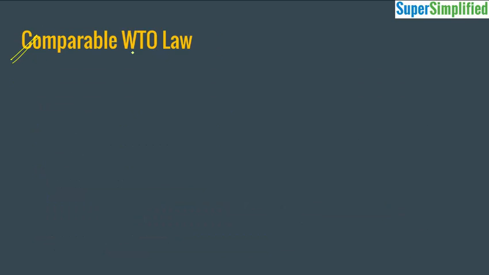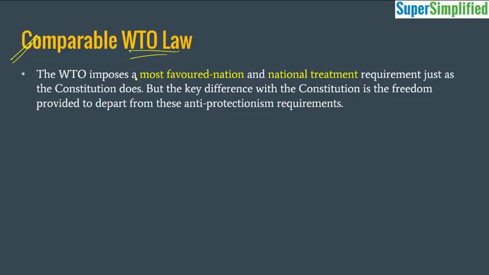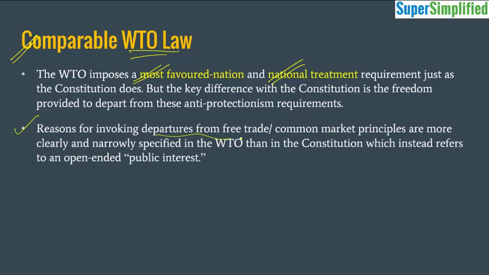Now let's compare to the WTO laws also. So WTO imposes most favored nation and national treatment requirement, just as the constitution does, right? But the key difference with the constitution is the freedom provided to depart from these anti-protectionist measures. And the reasons for invoking departures from free trade or common market principles are more clearly and narrowly specified in WTO than in the constitution, because the constitution refers to an open-ended statement on the grounds of public interest. We can depart from these principles of free trade, but in WTO these are very clearly defined.